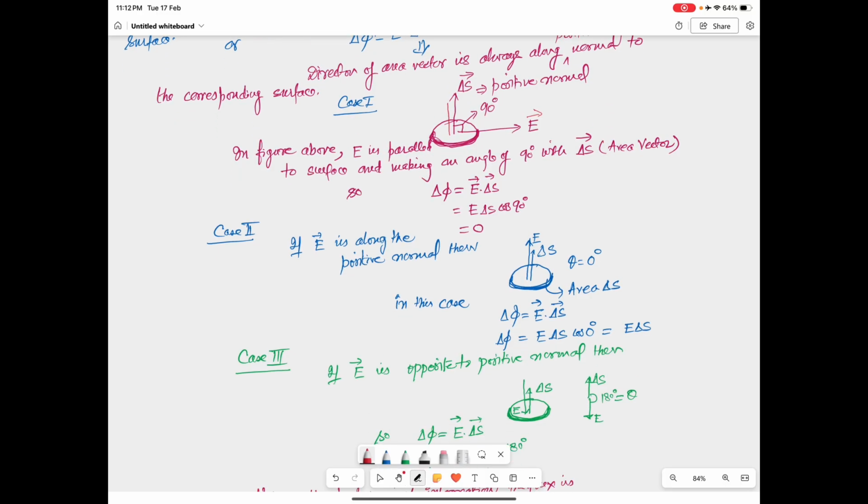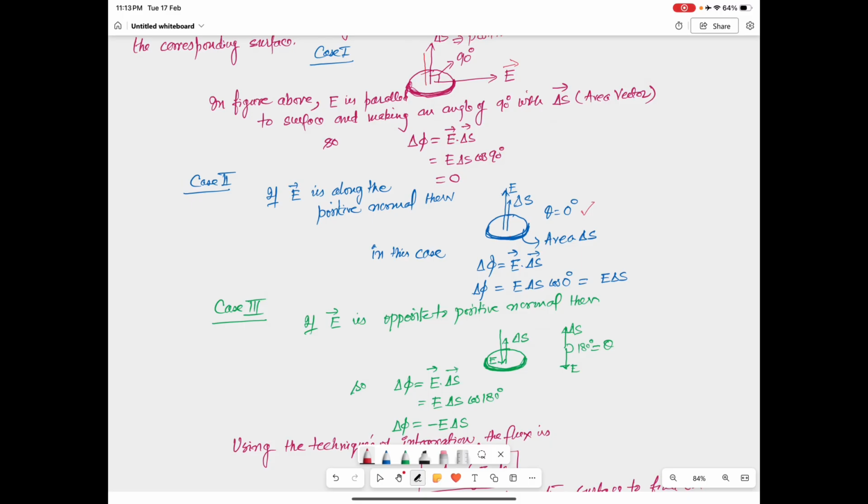Now we come to case 2. If E is along the positive normal, meaning E is perpendicular to the surface and going outward. Here delta S, we already know, is along the positive normal. So delta S and E are in the same direction. So theta between them is 0 degrees, and delta phi is E dot delta S, which is nothing but E delta S, simple, because cos 0 degrees is 1.